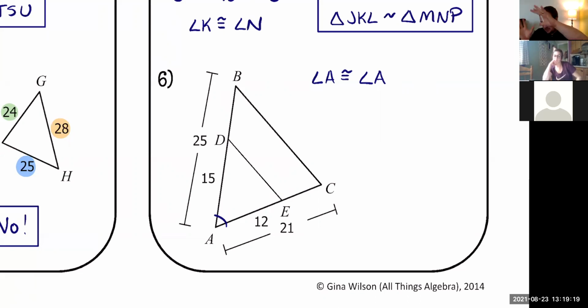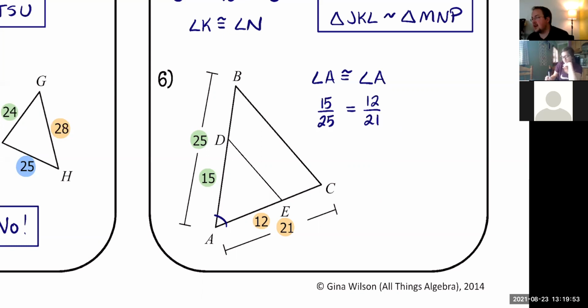Now the proportional sides hopefully are on either side of that angle. This one's kind of sly because it's one on top of the other. So I would be doing the 15 with regards to 25 and the 12 with regards to 21. Make sure the order is consistent. I'm going to do the small one over the large one. So 15 over 25 and 12 over 21.